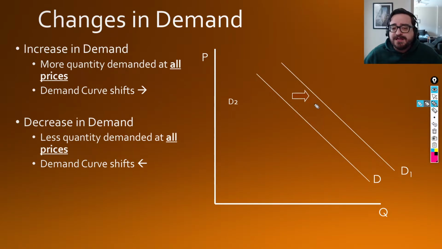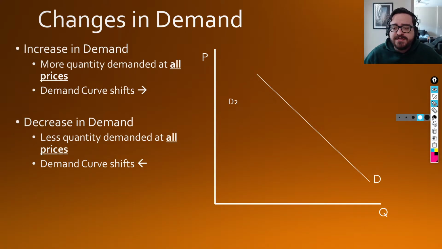So shifting the line to the right is an increase in demand, and then shifting a line to the left is a decrease in demand. Oops, sorry. That's what the D2 thing is here. If you want a visual example of what's the difference between a change in demand and a change in quantity demanded, let me show you.